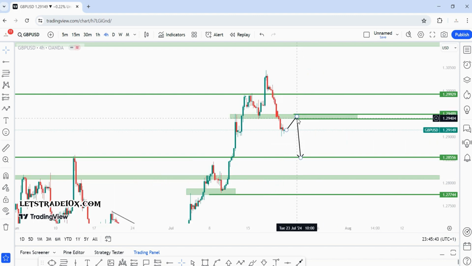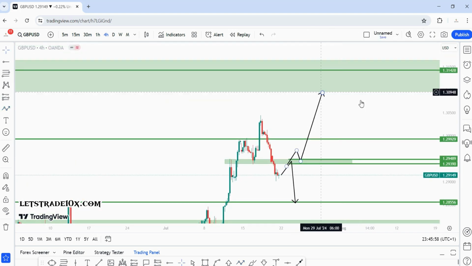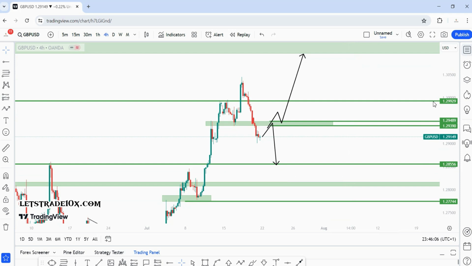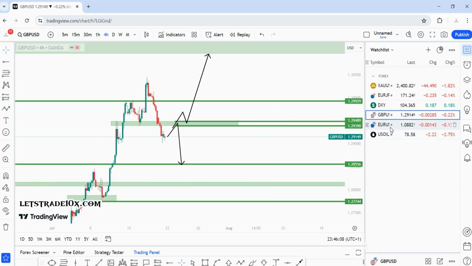However, if we fail to get a bearish confirmation here and instead price breaks above 1.29489 area, then I'd like to see price just continue trading to the upside. I'll catch the pullback and then we can continue trading all the way to the upside. My target for now is 1.31000. All right, so that is that on GBPUSD bearish and bullish scenario.